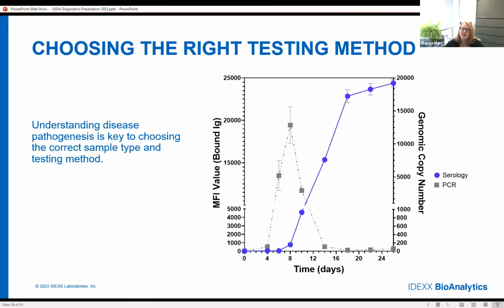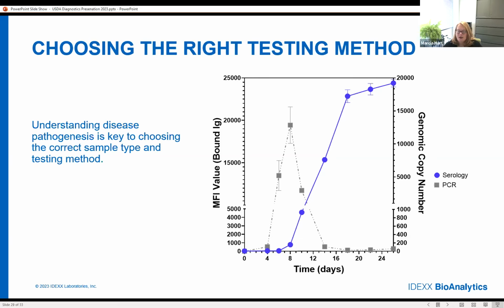So that kind of covers all of the different types of testing modalities. What I want to do is shift gears a little bit and talk about how to choose the right testing method, because understanding disease pathogenesis is really key to knowing which of the methods that we just talked about you really want to choose in the process of your animal health monitoring.